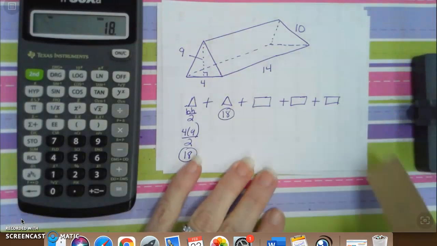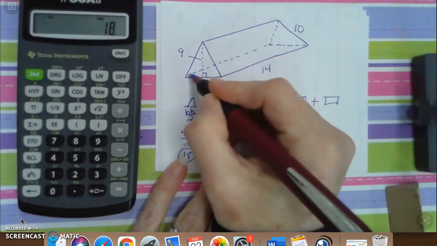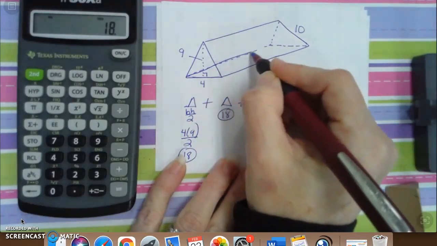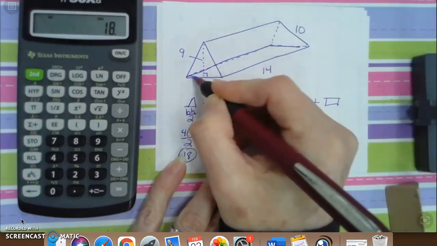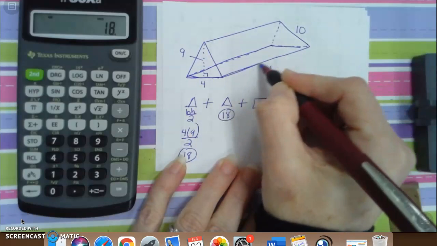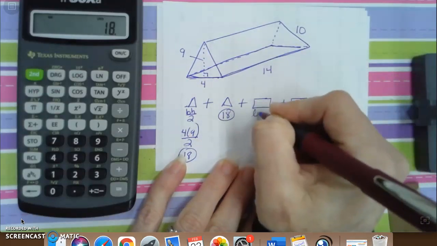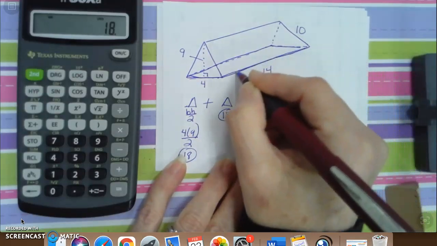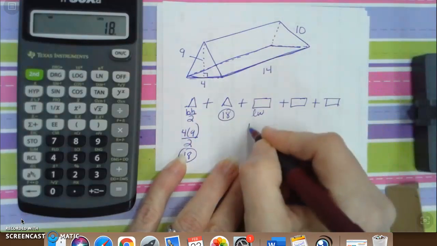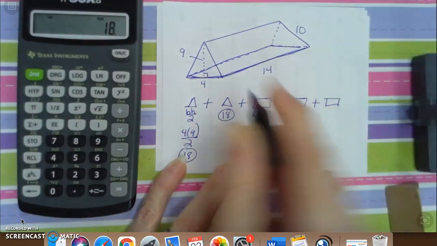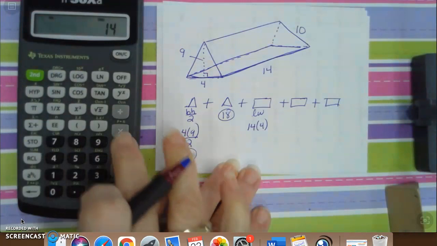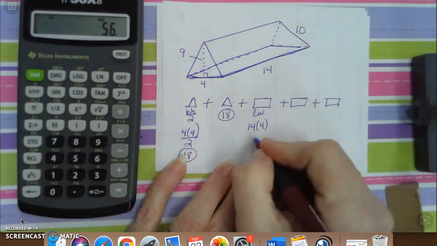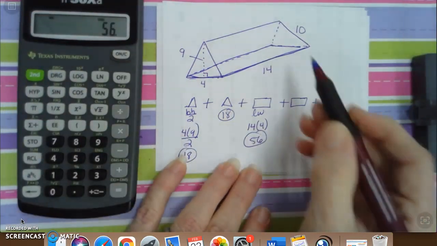Now when I look for all of my rectangles, sometimes I like to trace them because I think it makes it a little bit easier. So here's my bottom one. And I hit that 4 and 14. So that's length times width. So we're hitting 14 and 4. So I hope you see that. 14 and 4. So 14 times 4. And we're going to get 56. Okay, so I've got that one done.